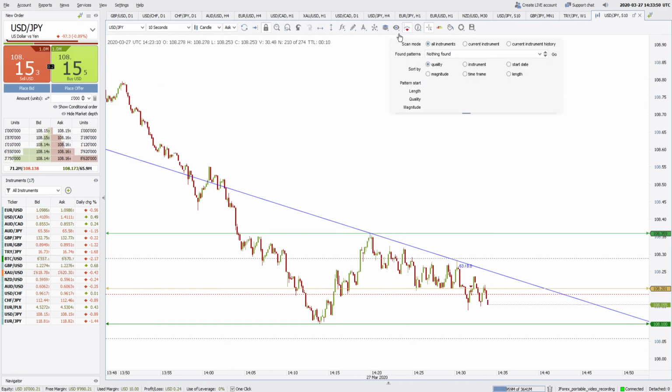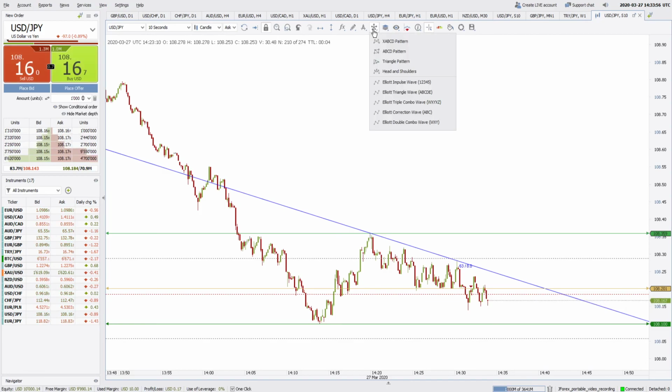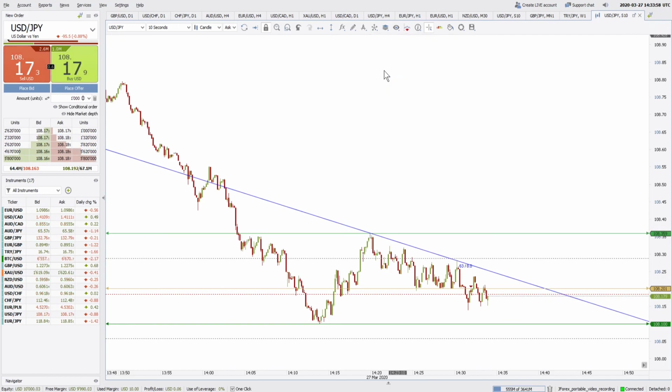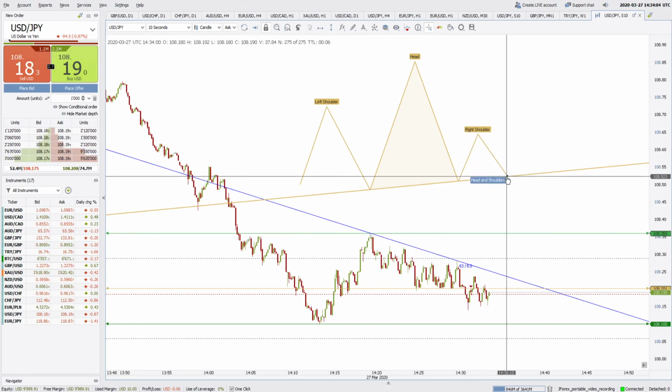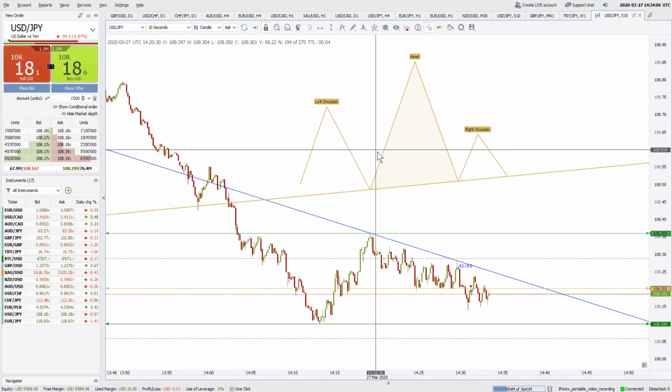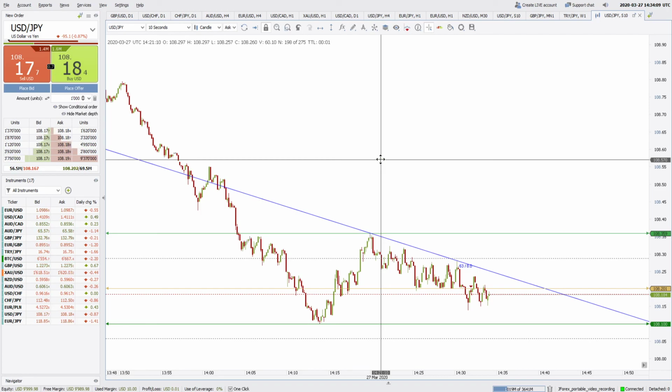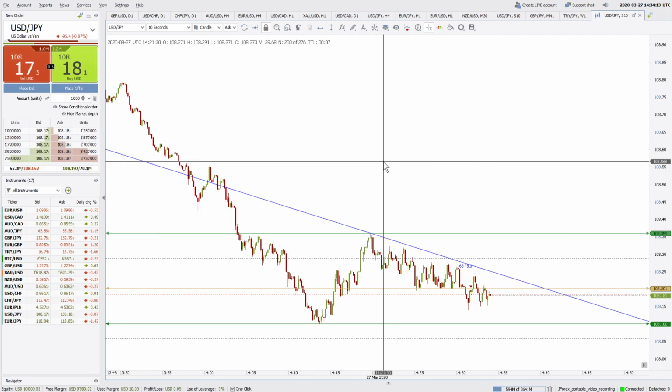And there is also one feature which is just next to this. This is called patterns. You can draw the patterns. Okay, it's like head and shoulder. If you want to identify where the neckline is, it is very easy to identify the neckline. See, this is in case of head and shoulder. Well, all this and much more, the JForex platform is really nice.